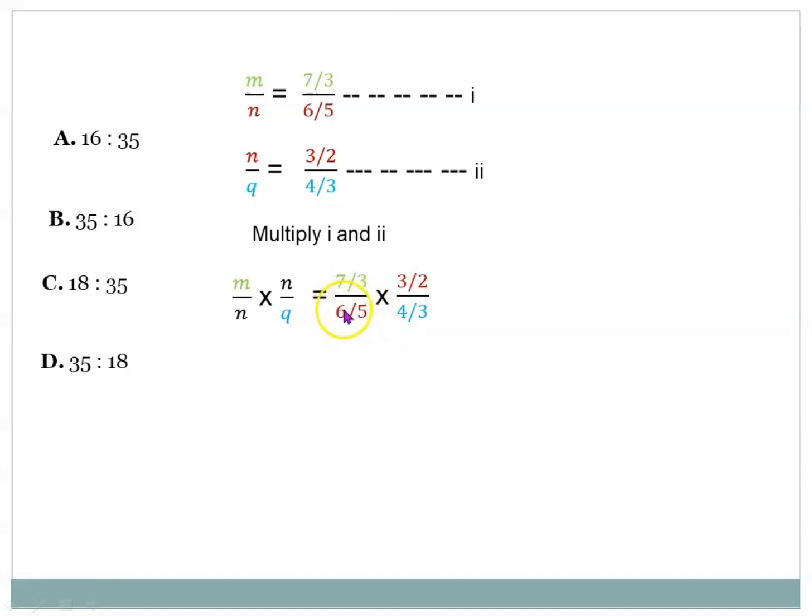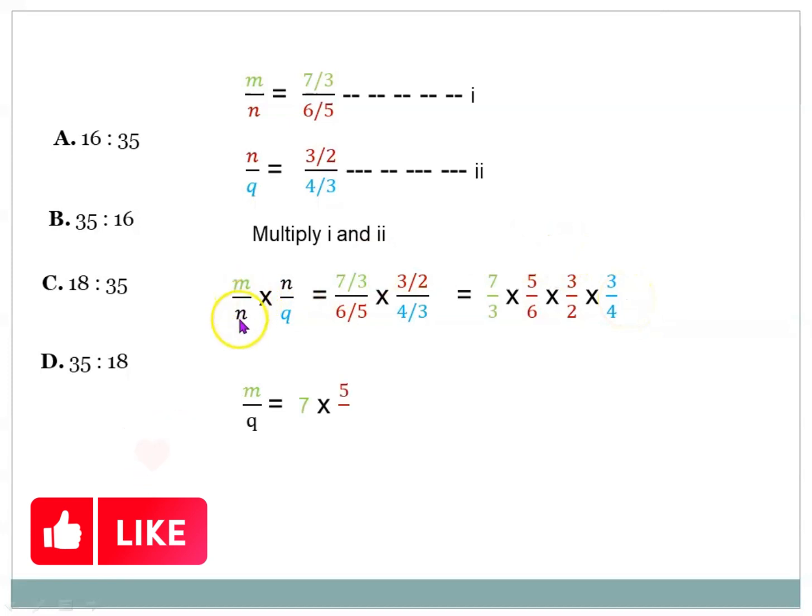Taking the reciprocal of 6 over 5, it will be 5 over 6, right? So we do the same thing to this. Now it becomes 7 over 3, and taking the reciprocal of 6 over 5 it becomes 5 over 6, multiplied by 3 over 2. Here is a division, so we take the reciprocal of 4 over 3 to become 3 over 4.